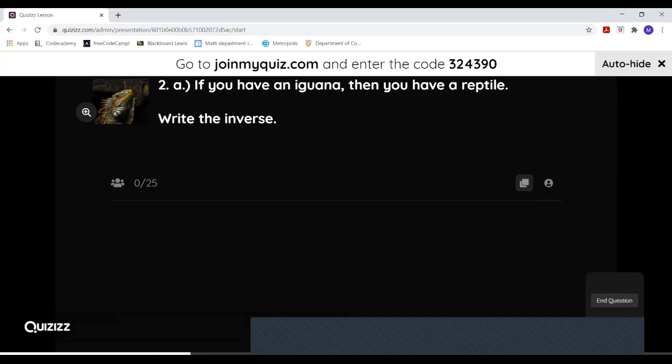Does make things a little more fun though. So now we want to write the inverse. So there's the converse, which swaps things. There's the inverse, which inverts things.